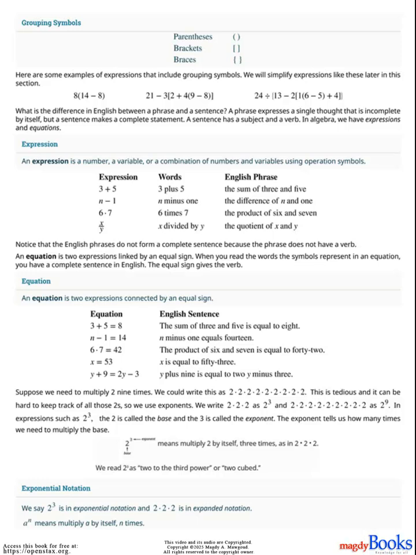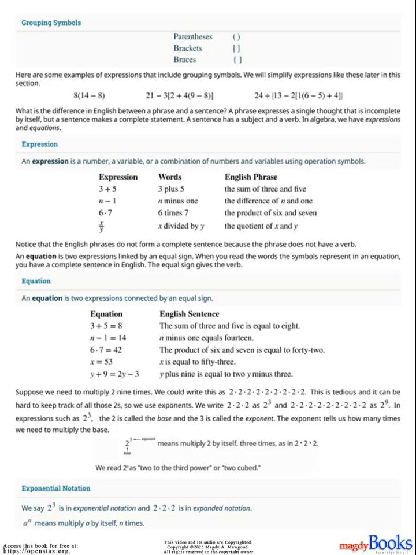Suppose we need to multiply 2 nine times. We could write this as 2 dot 2 dot 2 dot 2 dot 2 dot 2 dot 2 dot 2 dot 2. This is tedious and it can be hard to keep track of all those 2's, so we use exponents. We write 2 dot 2 dot 2 as 2 cubed, and 2 multiplied nine times as 2 to the 9th power.